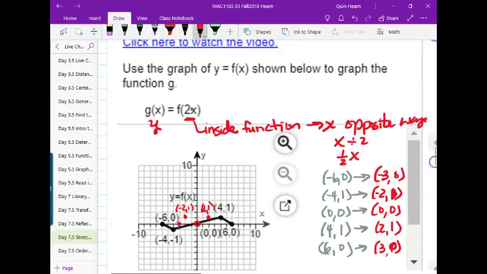Whew, I got to be careful. The y values stay the same, 3, 0. So it's going to have the same, oop, something's not right. -3, 0. That should have been a -4, -1, so that should have stayed down low. Sorry about that, guys.